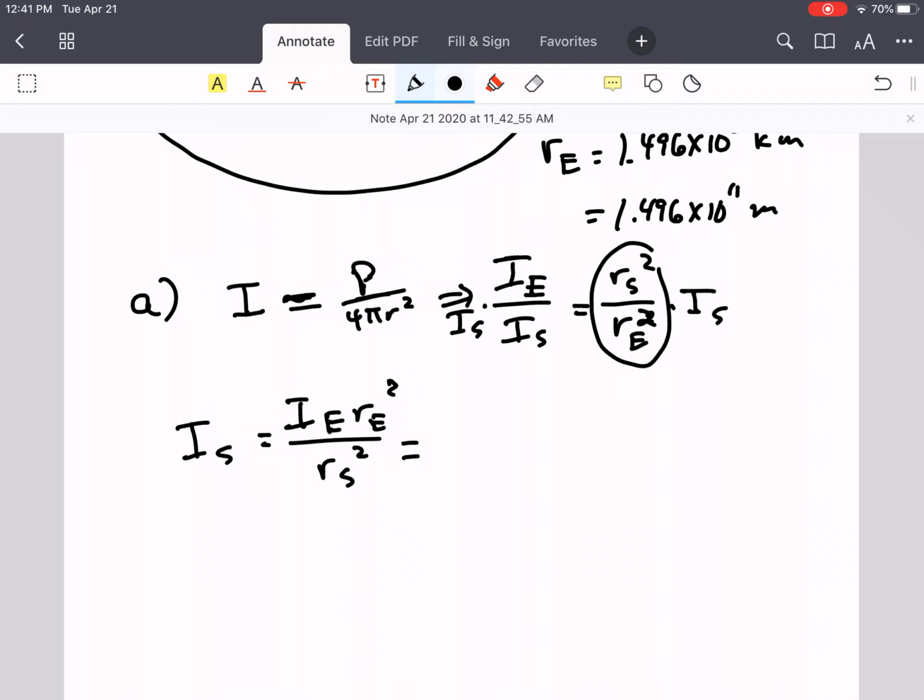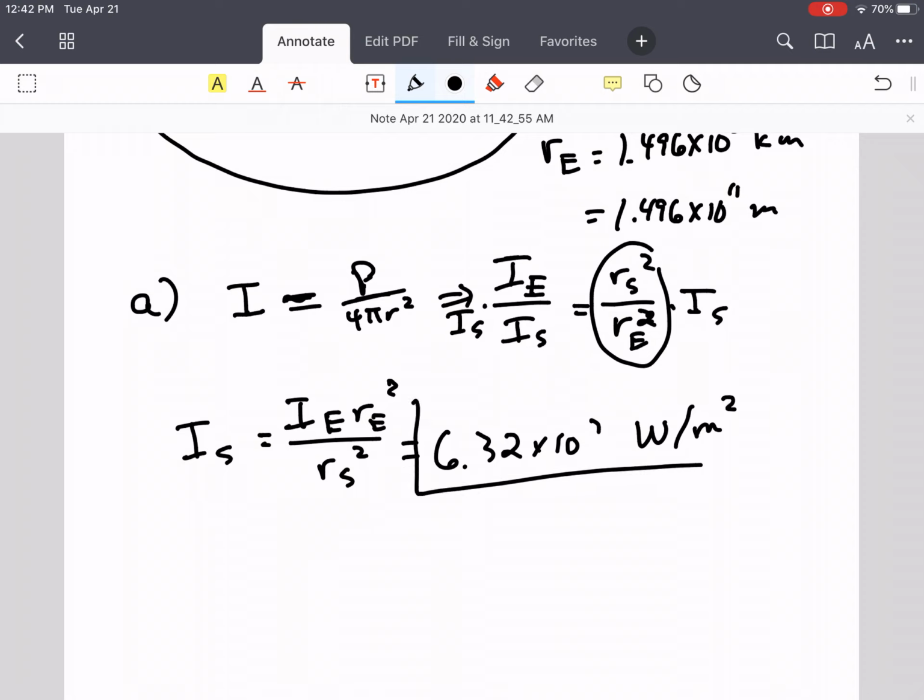Plug in some numbers. The answer you should get is 6.32 times 10 to the 7. The units are again watts per meter squared. I have it written in the notes as 6.32 times 10 to the 4 kilowatts per meter squared, which is also fine. I was a little more cavalier with units in the notes. They're correct, but let's just stick to SI here. All right, good. So that's the intensity at the surface of the sun.